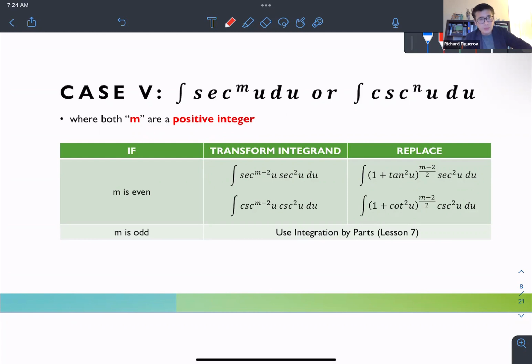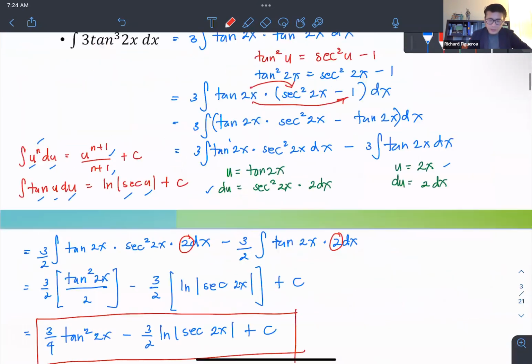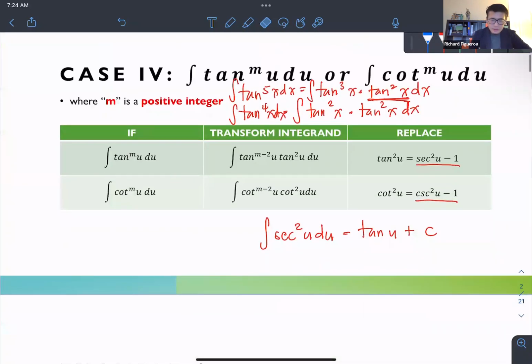When m is even, what we're going to do is subtract 2 from the exponent, which is similar to case 4. So we subtract 2 and then we retain the secant squared u. But this time around, what we replace is the one we subtracted from. It's not the same as before. Going back here, this is what we subtracted from, but what we replaced is this one, the tangent squared. So that's what we replaced in case 4.